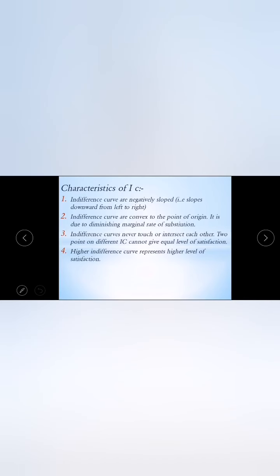Okay, next, characteristics of the indifference curve. Please write this down.